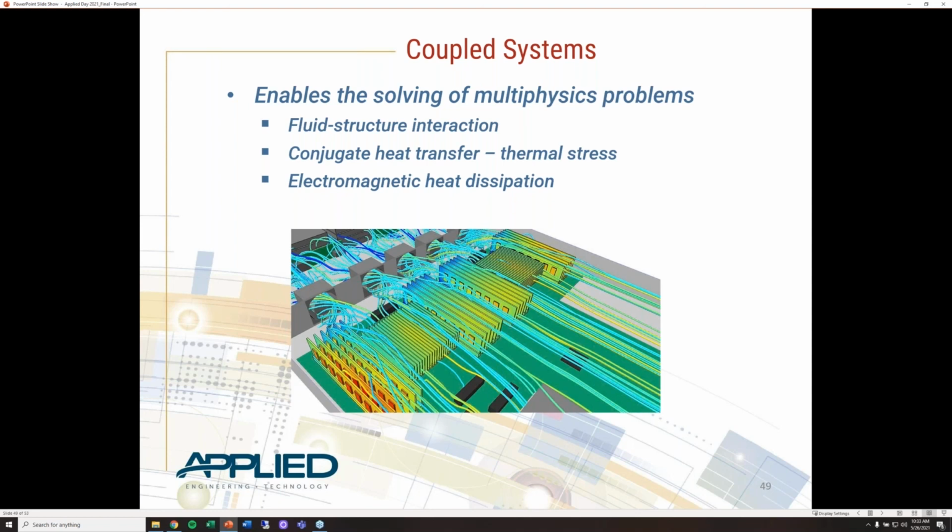Some other examples: conjugate heat transfer. I've got a picture of that here. We've got some electronics with some forced convection through that area, and we're cooling those electronics down, and we want to capture that heat transfer and those thermal stresses in the solids all at once. So again, a multi-physics problem there. Another example could be electromagnetic heat dissipation.